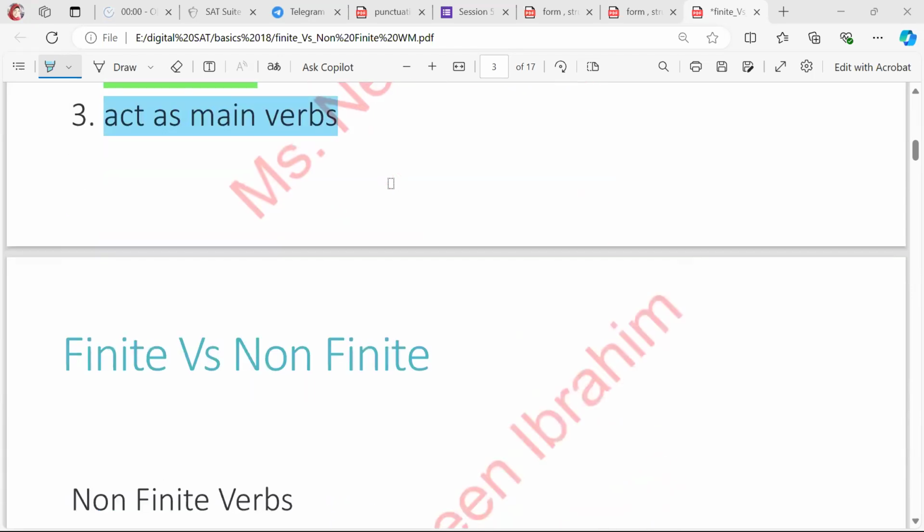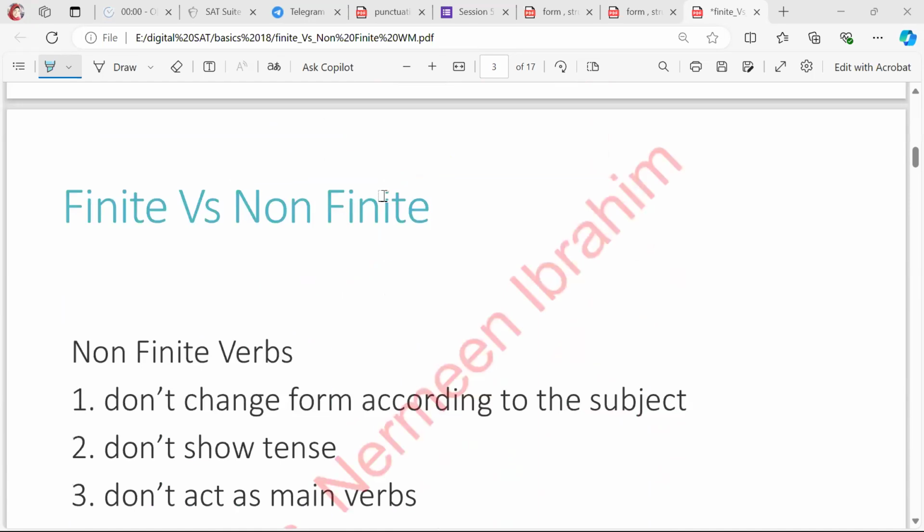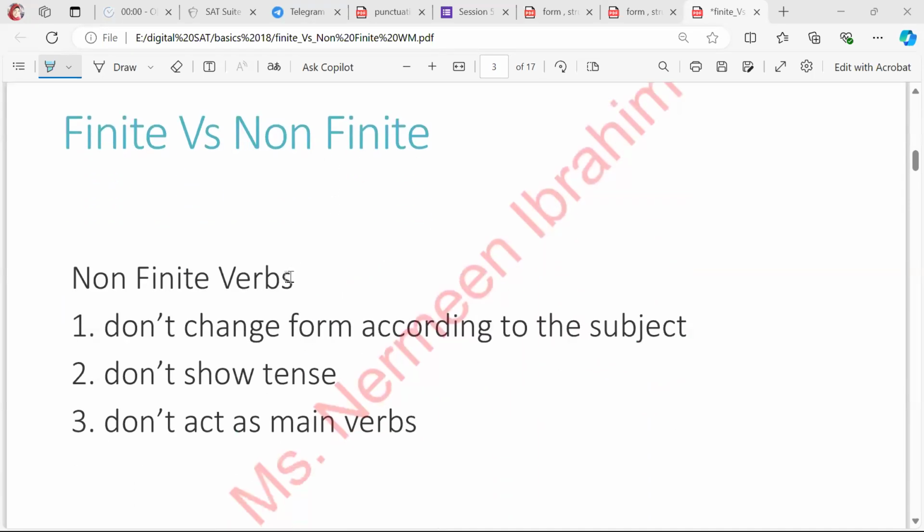I'm so proud. Now, the non-finite is the opposite of finite. So the non-finite verbs do not change form according to the subject, do not show tense, do not act as main verbs. You see, just put "do not" and everything else is negated. Don't change form according to the subject, meaning it's stable.